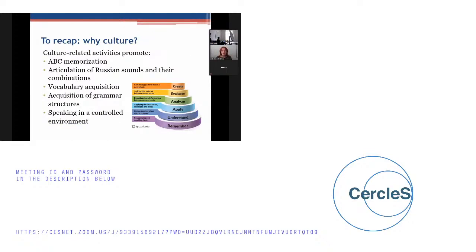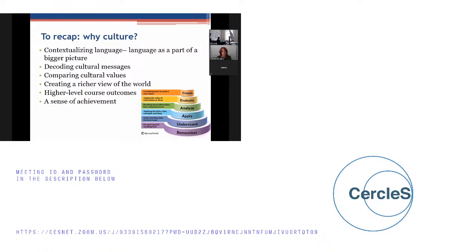Okay, and now let's move to the end of the workshop, and let's recap. So why should culture be used in an intensive Russian course? On the one hand, it facilitates the acquisition of the language: ABC memorization, articulation of Russian sounds and their combination, vocabulary acquisition, grammar structure, and speaking in a controlled environment. But on the other hand, it places the language in a true-to-life context. The language becomes a part of a bigger picture.